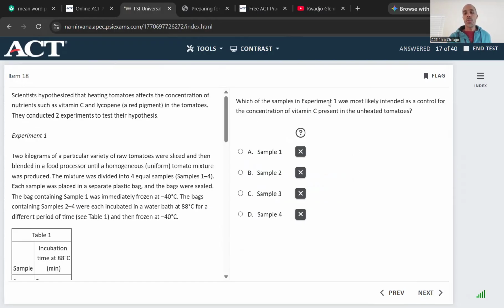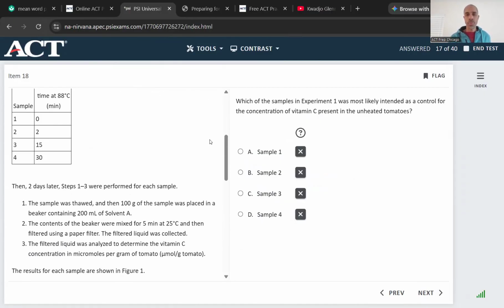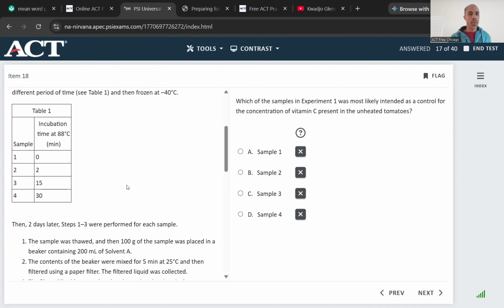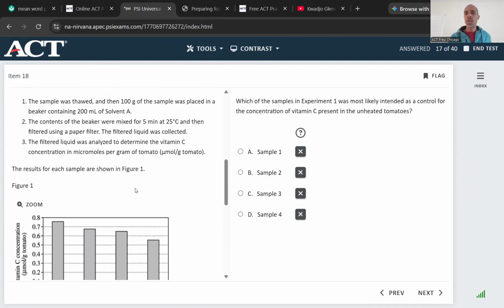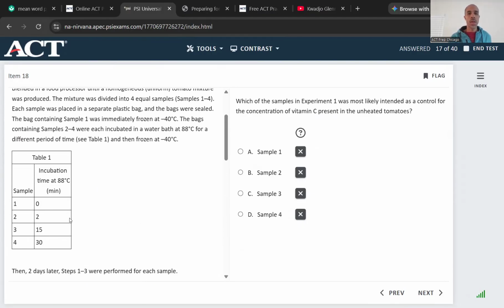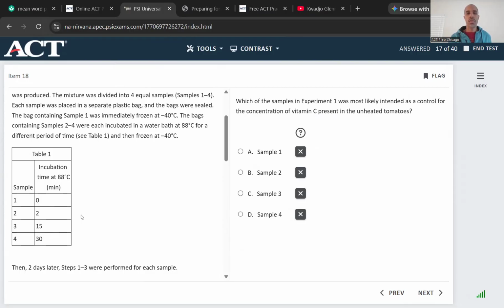Which of the samples in experiment one was most likely intended as a control for the concentration of vitamin C present in the unheated tomatoes? Oh, so we're onto a new thing, talking about tomatoes. Experiment one has table one and figure one. So which of the samples in experiment one, so our samples are on figure one and in table one, was most likely intended as a control for the concentration of vitamin C present in the unheated tomatoes?